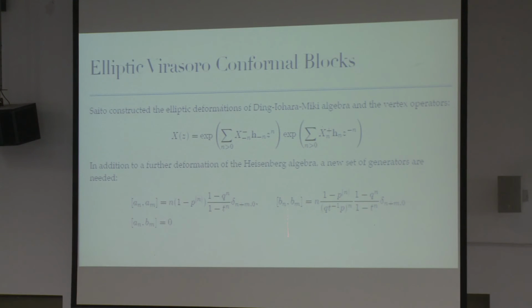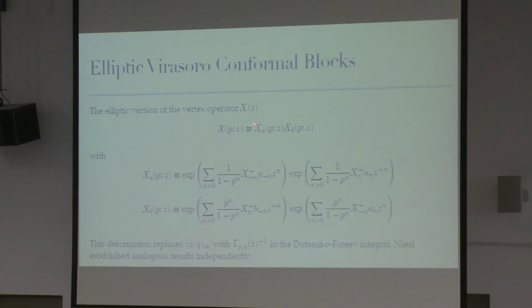So he introduced another set of Heisenberg operators which commute with the original ones, A, and they satisfy a similar relationship up to this shift. And you can see actually this relative shift is creating this shift in the modular parameters in the elliptic functions. Okay, so how do the elliptic vertex operators look like? Given this Fourier expansion, you then have to introduce a vertex operator which is written in terms of the A Heisenberg algebra, and that's multiplied with another vertex operator that's written in the B Heisenberg algebra.